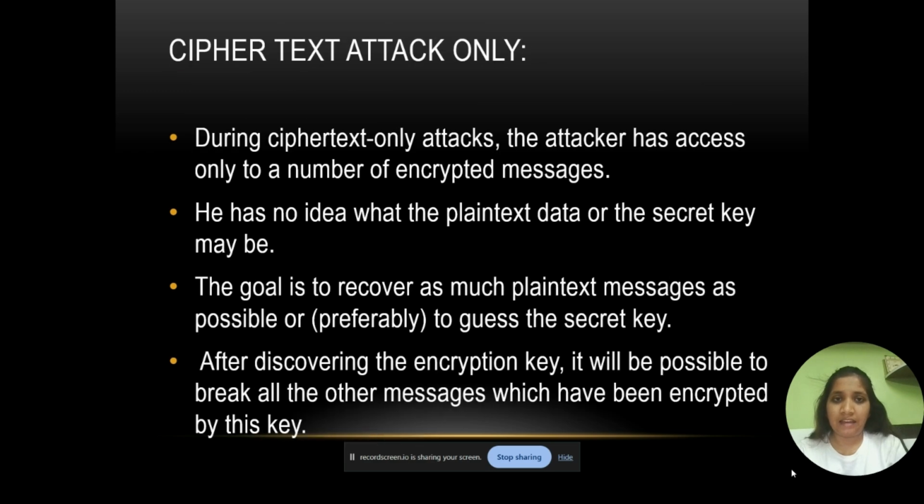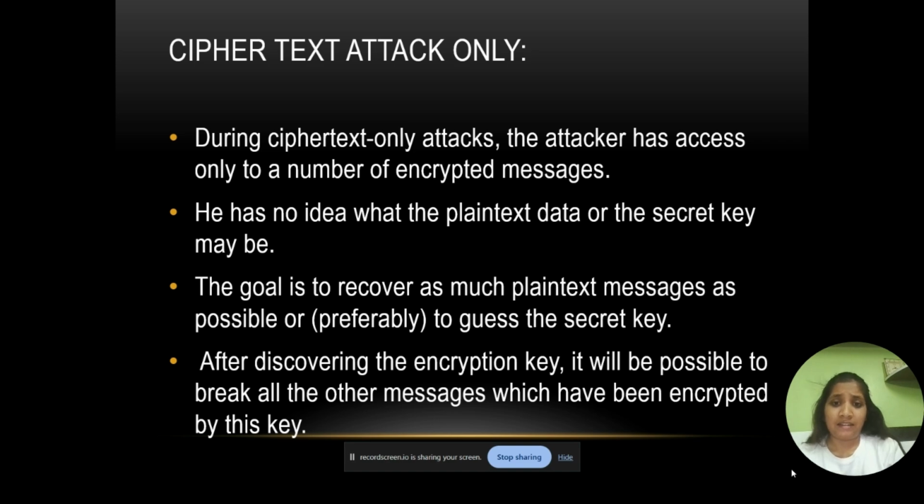So the next attack is cipher text attack only. How do hackers break encryption when they don't know the original message? Today we'll see one of the toughest cryptographic attack methods, that is the cipher text attack only, COA. So what is cipher text attack? It happens when an attacker has access to only encrypted messages, that is cipher text, but doesn't know the original plain text and the encryption key as well. So the hacker's goal is to recover the original plain text message, and guess or derive the secret encryption key.